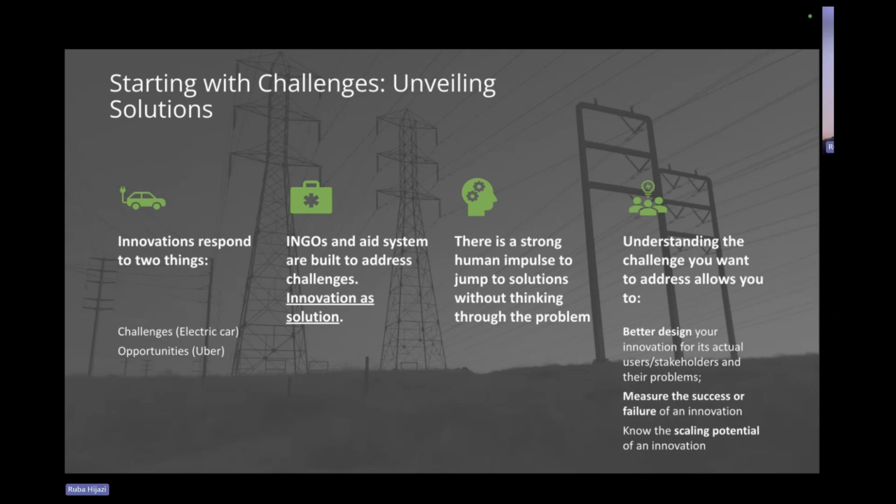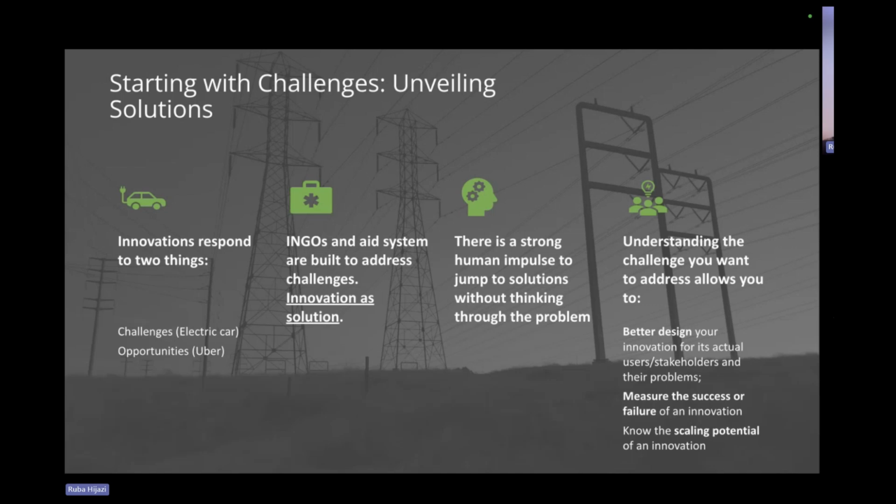Another thing that we usually see in our workshops is a strong human impulse to jump to solutions without thinking through the problem. So usually when we ask people to write down what challenges they have, we get lots of solutions, while we are trying to think about challenges, not solutions. Also, understanding the challenge will support better design. When we understand the problem, we will be able to design better innovation.